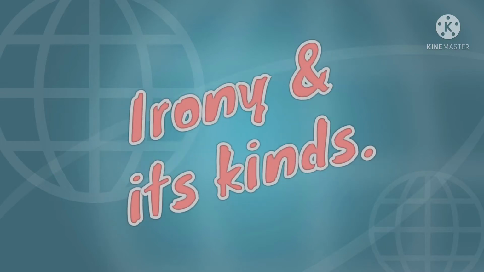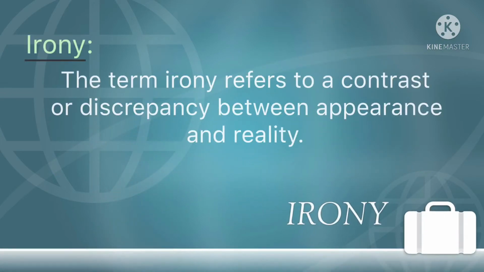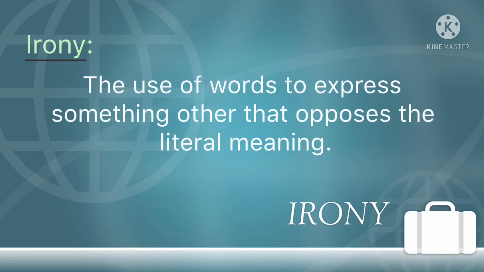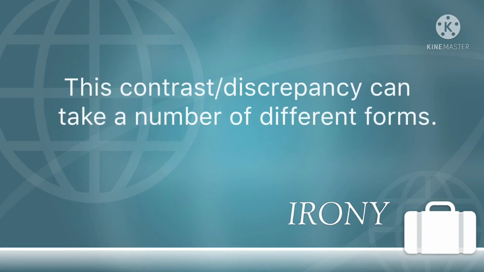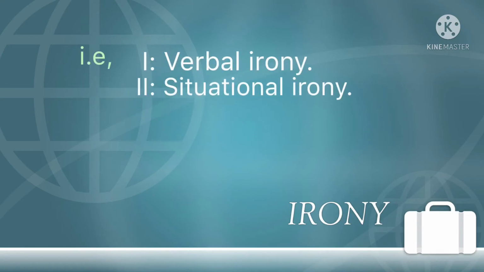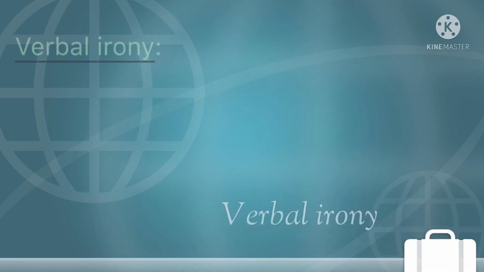Hey there, in this video we will go through irony and its kinds. The term irony refers to a contrast or discrepancy between appearance and reality. Irony is the use of words to express something other than, or opposed to, the literal meaning. This contrast or discrepancy can take a number of different forms, that is verbal irony, situational irony, and dramatic irony.